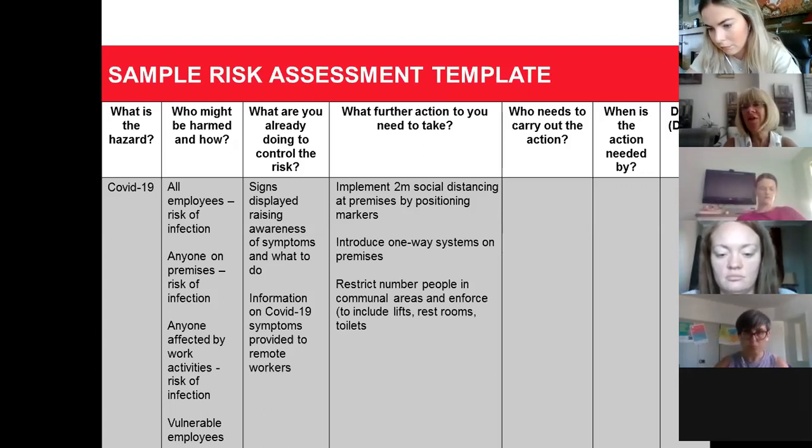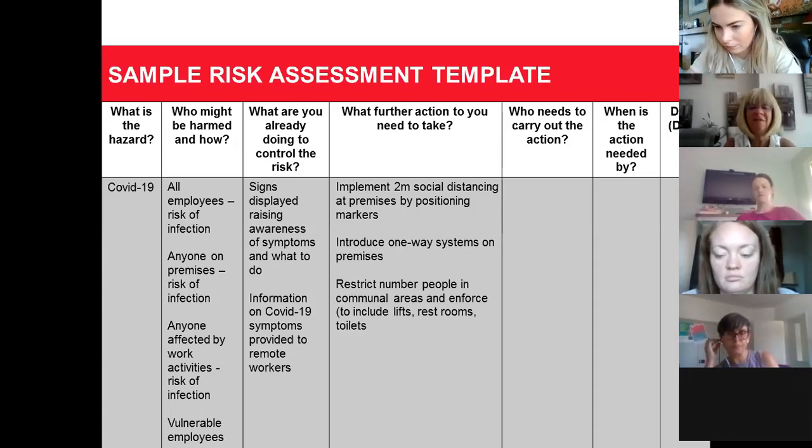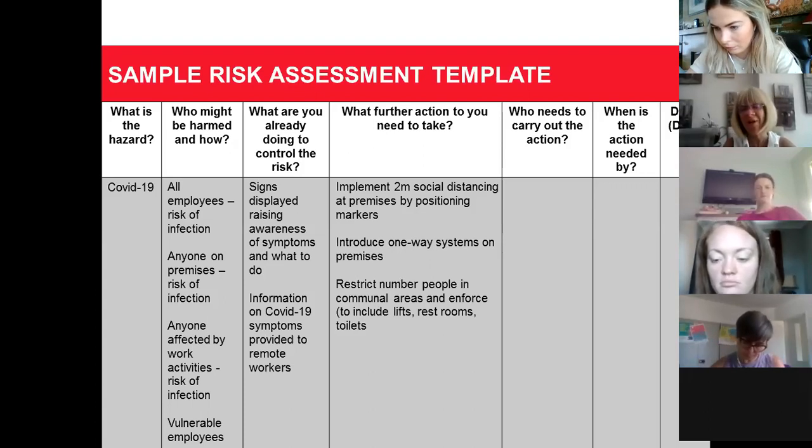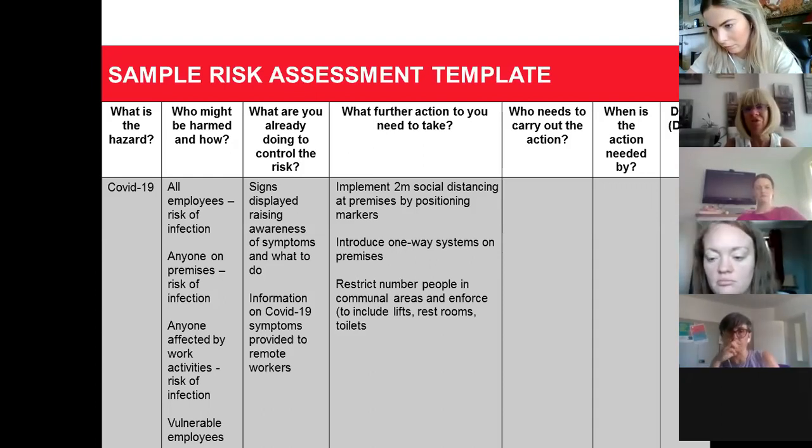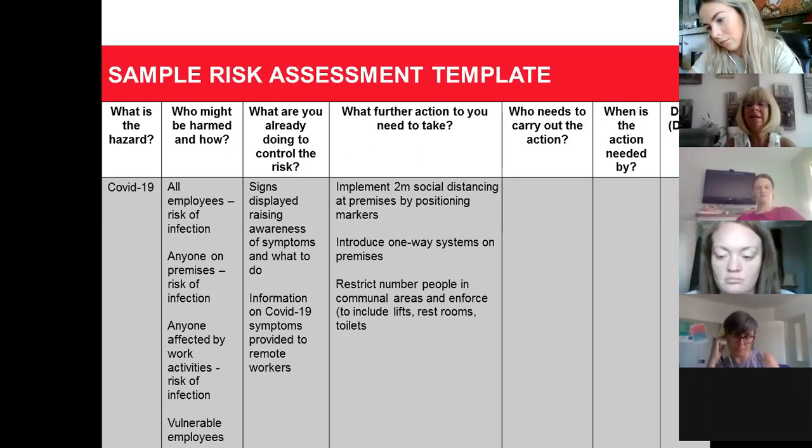You might want to think about restricting the number of people in the communal areas that you have in the workplace and enforce that restriction. So this might, for example, if you have a lift in your workplace, mean restricting the number of people who could use that lift at any one time to, say, a maximum of 2, obviously depending on how big the lift is, whereas prior to lockdown, 8 people were allowed to populate the lift.